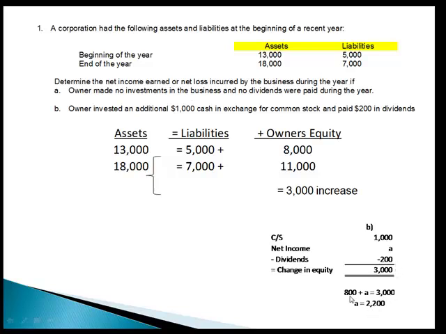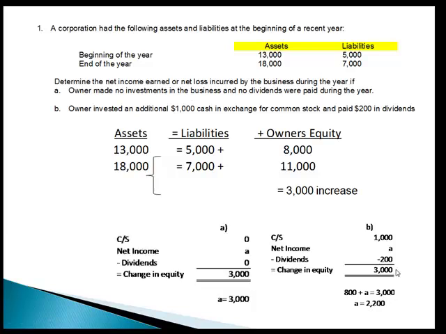Okay, so now we know that the difference here between $1,000 and $200 decrease would be $800. So 800 plus A, our unknown net income, equals 3,000. If we take away 800 from each side, that means that A equals 2,200. Okay, and I always like to plug them back in. So 1,000 plus 2,200 minus 200 does equal 3,000.